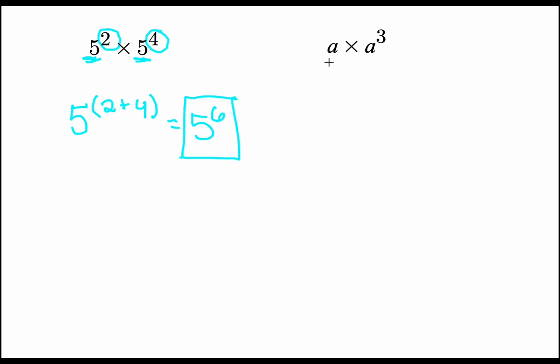Now here the base is a. Which numbers should I add together for this problem? Well, I can clearly see that there's a 3 here. If there's an a with no visible exponent, the exponent is a 1, a to the 1st power. So now I'll take these exponents, 1 and 3, add them together, and the answer is a to the 4th.